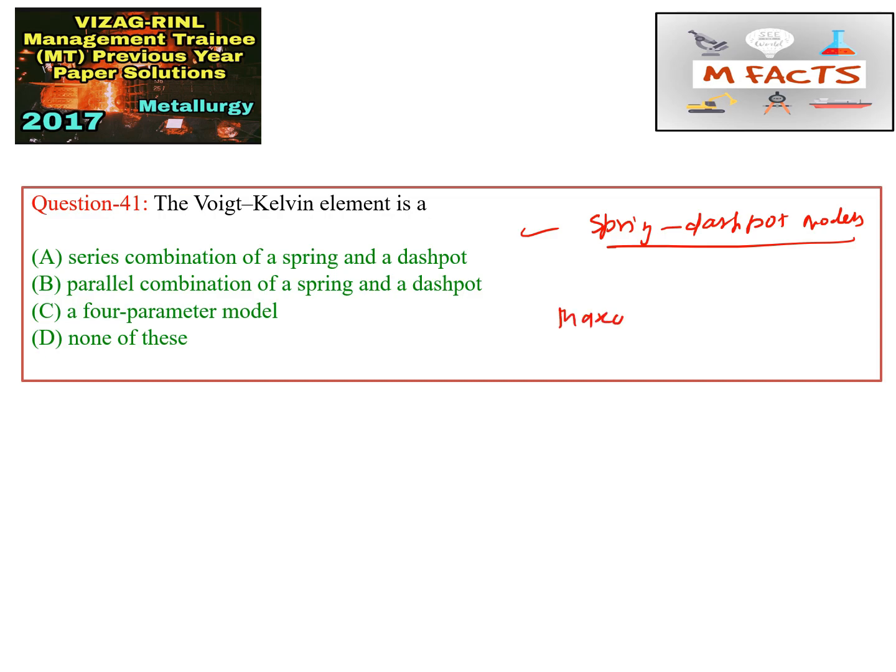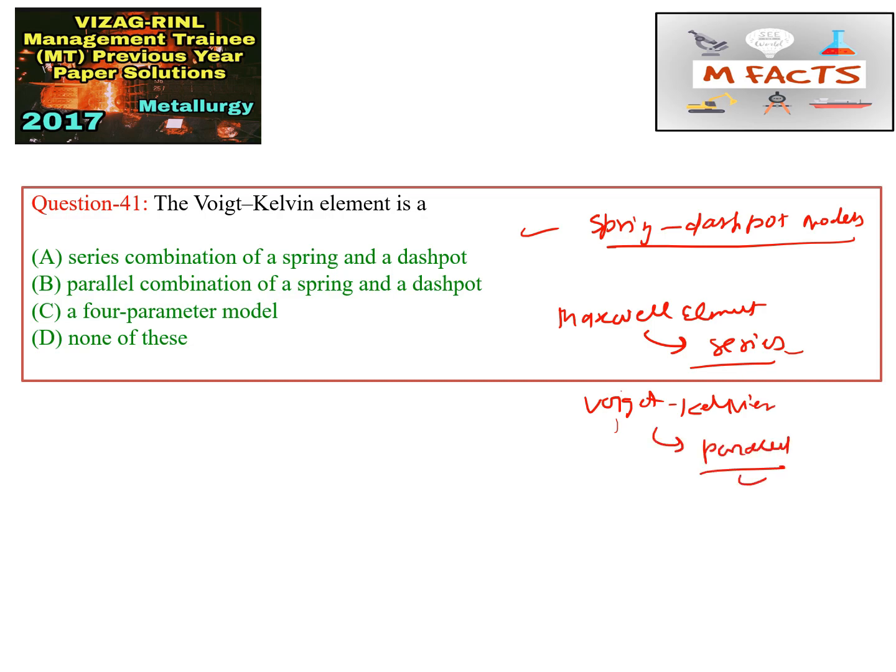One of the models is the Maxwell element, and this is a series combination of spring and dashpot. And one is the Voigt-Kelvin, and this is the parallel combination of spring and dashpot, like I am trying to draw here. Suppose this is the spring here.